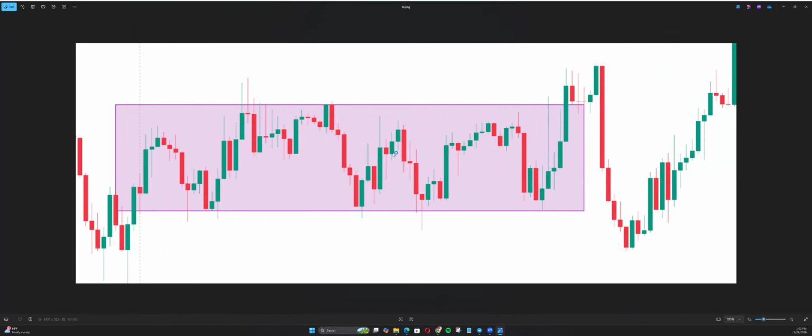At this point, you don't trade. You wait for a breakout. Let the market break out, retest, and give you a proper confirmation before you enter.